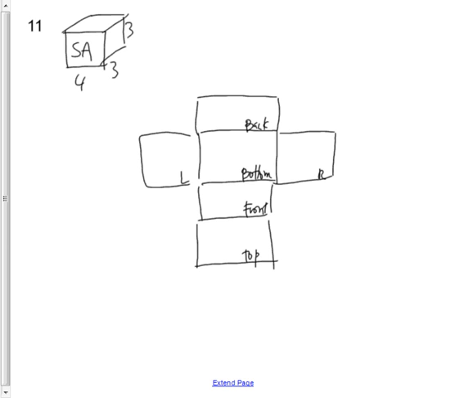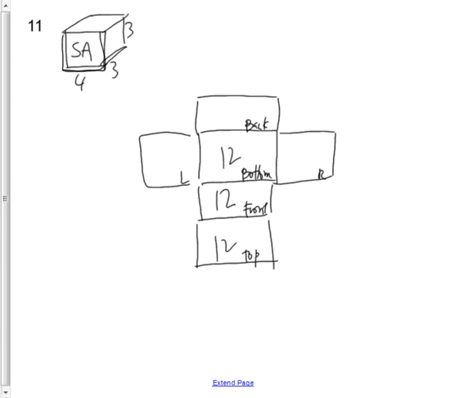So the bottom of this is a 4 by 3, right? Because we can see it 4 by 3 right here. So the area of that bottom is 12 square units. And if we think about the front, it is also 4 by 3, so it's also 12.